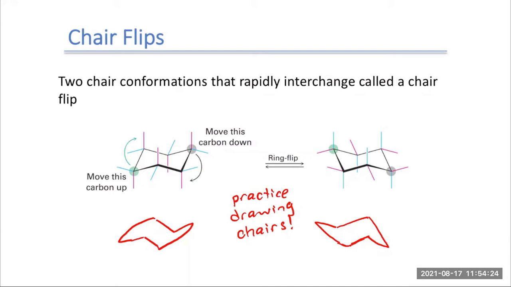So now that you've practiced drawing your chairs, you want to start adding in hydrogens onto your chairs or adding in your substituents. So as you can see, our bonds pointing straight up and straight down, those are our axial ones. And then the bonds that come off at an angle, those are our equatorial ones.